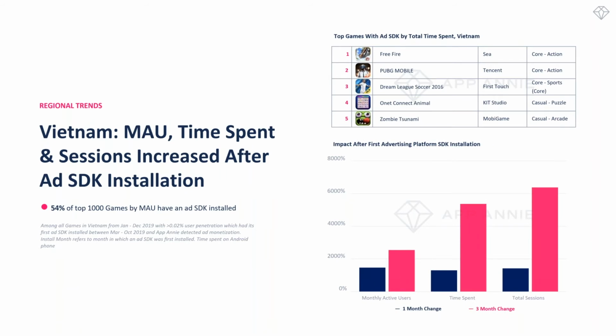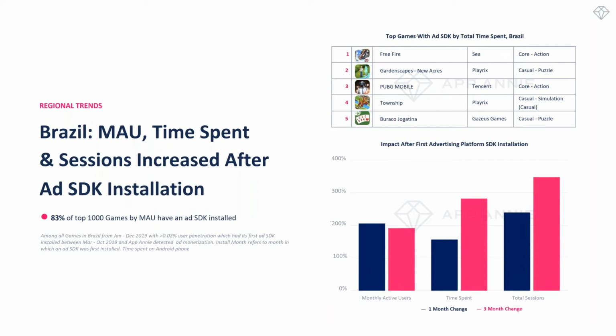Okay, Vietnam, this is one of the lower ones, potentially the lowest one, actually, I think, of the ones that we looked at, with 54% of top 1,000 games with an ad SDK installed. But again, even in that example, you're seeing strong growth across the 3 metrics. Brazil, one thing to keep in mind is, again, not every market is necessarily going to be represented the same, even if you're looking at similar types of cohorts. So not all emerging markets are going to look the same when you look at this data. Brazil has a very strong amount of the top 1,000 apps with those ad SDKs installed, at 83%. But again, a consistent story in terms of strong growth for the various metrics.